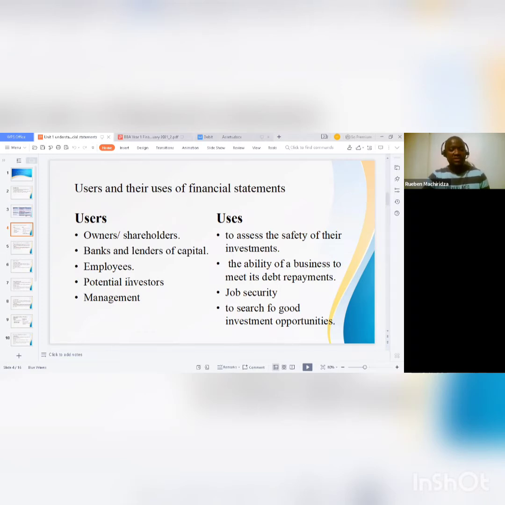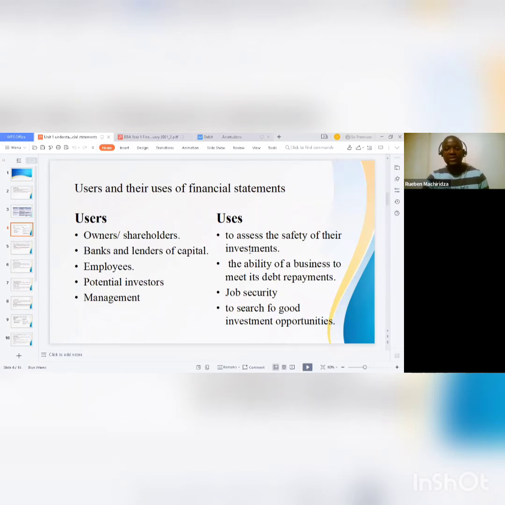So this list is mixed with both internal and external users. So the first user are the owners of the company. Obviously, the owners of the company need to know the statement of financial position, the statement whether we are making a profit or a loss, how we are managing our cash flows.